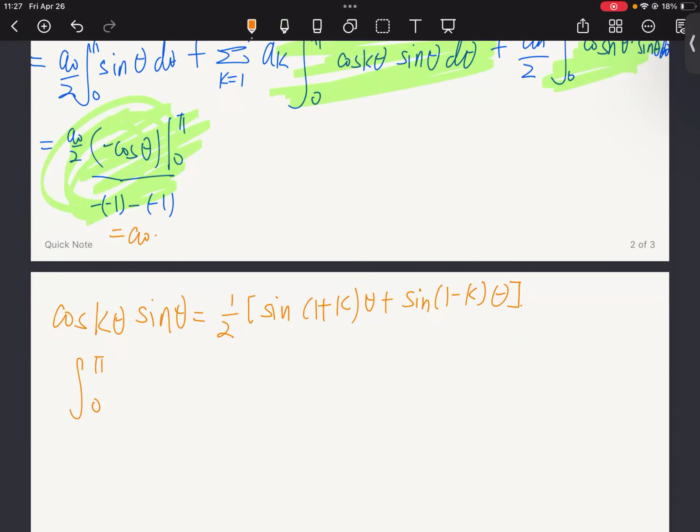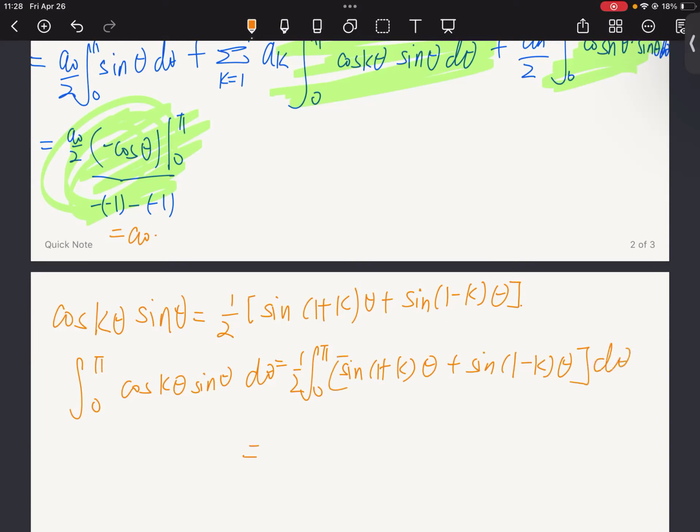See yourself here, we have the cosine k theta and then sine theta d theta, and it equals the integral from 0 to pi. Then we just use the trigonometric identity above, and then we have this one. This one is easier to calculate because this is a sine function. There's no product here, no sine times the cosine function, and then it's easy to get the antiderivative, right?